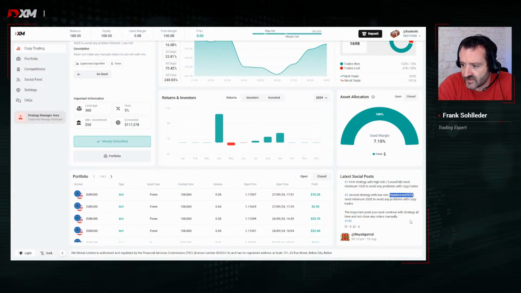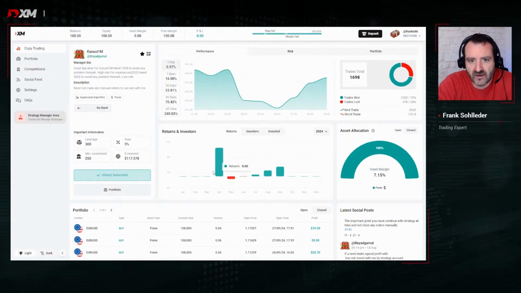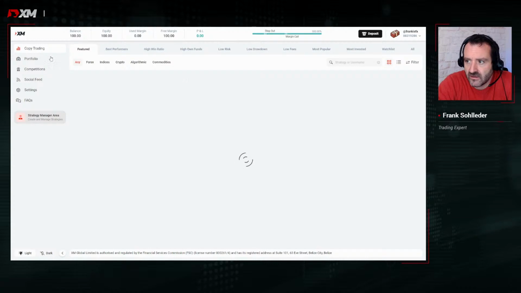Important point, you must continue this strategy all the time and not close any orders manually. If you want to make good profit with low risk, with my strategy account, high risk invest with me, buy strategy account Euro US dollar 1M. This is what we have right now. So he has still another strategy that we can look at.